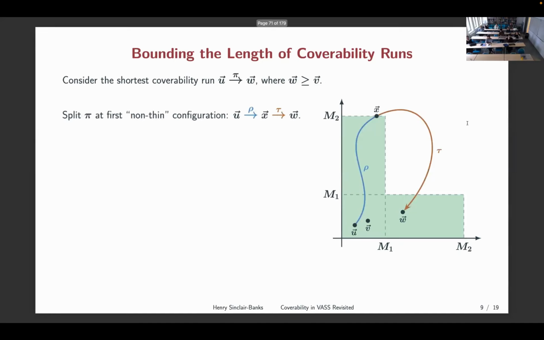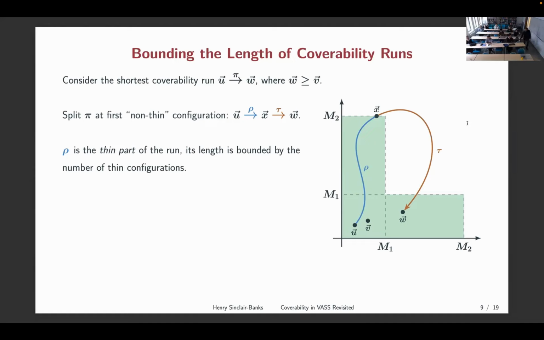So we're going to split it about the first non-thin configuration. This x value is where it escapes the box. And we're going to stare at these two parts separately. The first part we'll call the thin part, naturally. And its length is just going to be bounded by the number of thin configurations.